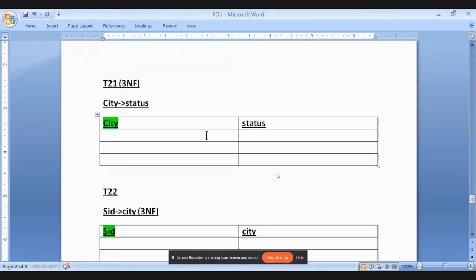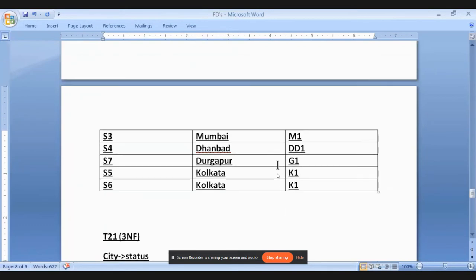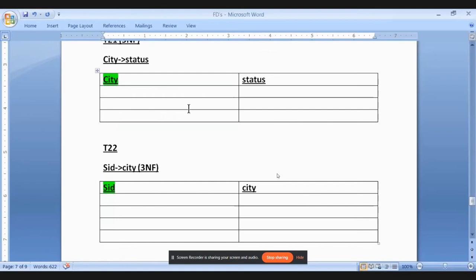Okay. So now you will see what was the problem in 2NF. The Kolkata status was repeated many times, isn't it? It was unnecessary to repeat the status of Kolkata many times. But if you look into this table, Kolkata city, Kolkata status is K1. I will only write it once. City Durgapur, status is DG1, most probably. I will only write it once. So no repetition, no redundancy. I'm not writing Kolkata K1, K1, K1. I'm not writing that. And which supplier stays in which city?